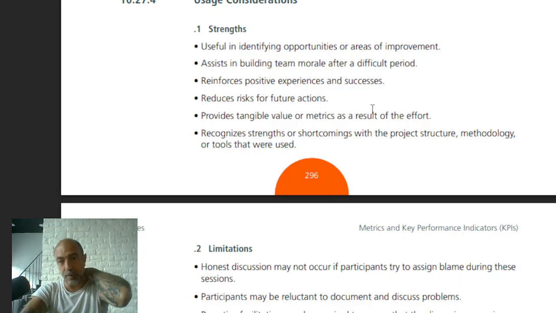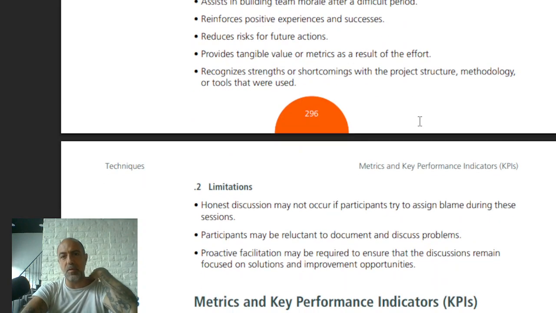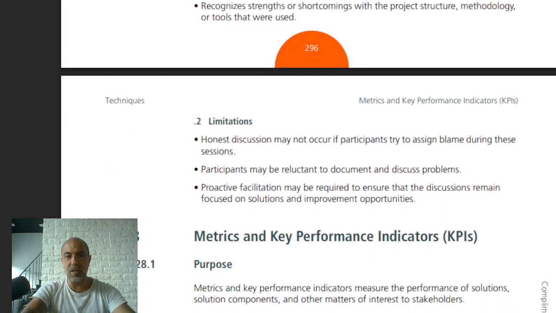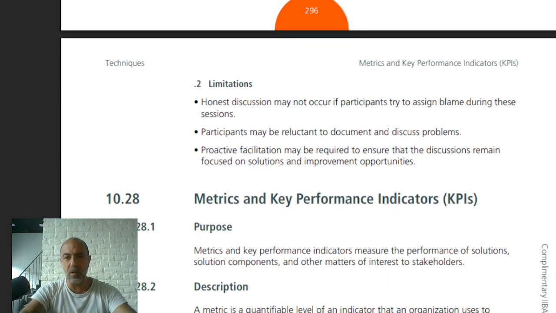It reduces risk for future actions, and it provides tangible value or metrics as a result of the effort. It recognizes strengths or shortcomings with the project structure, methodology, or tools that were used. Limitations: honest discussion may not occur if participants try to assign blame during these sessions. Participants may be reluctant to document and discuss problems. Proactive facilitation may be required to ensure that discussions remain focused on solutions and improvement opportunities.